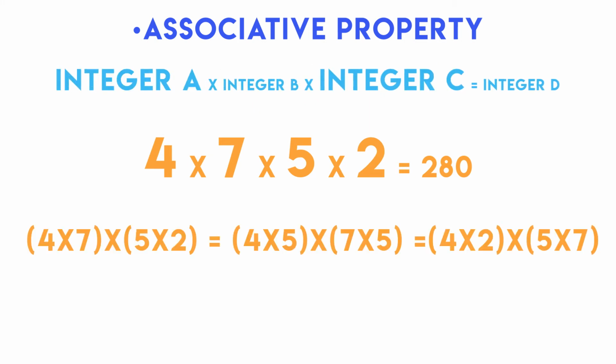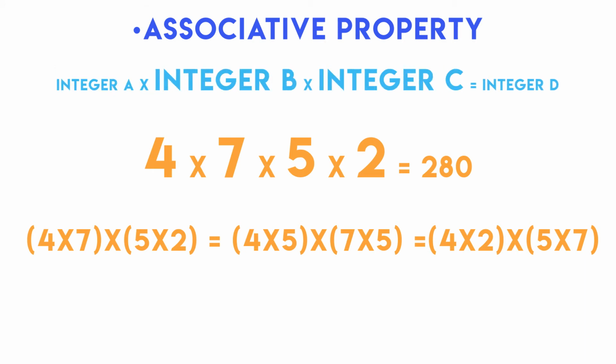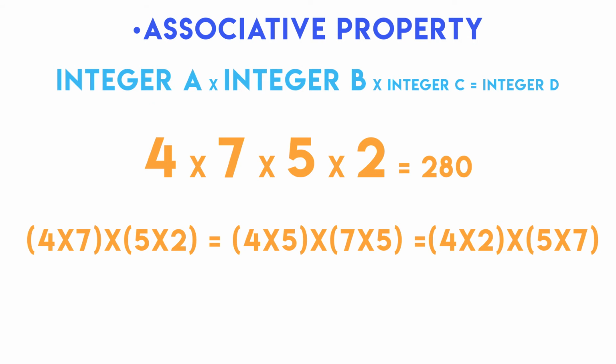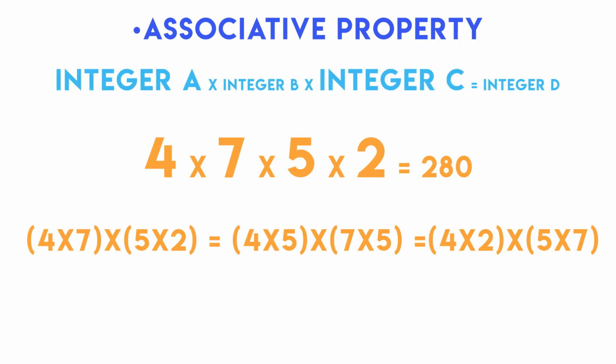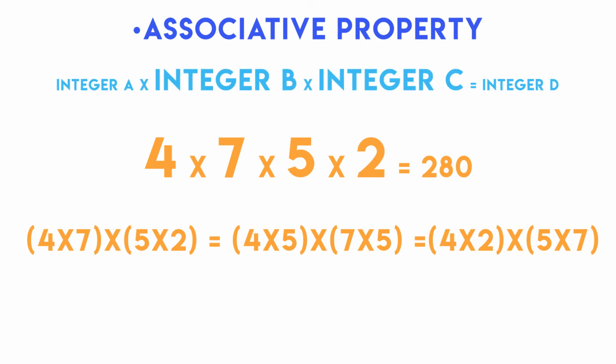Association means group, and according to association property of multiplication, when there are more than two numbers in multiplication, numbers can be associated and multiplied as any pairs.